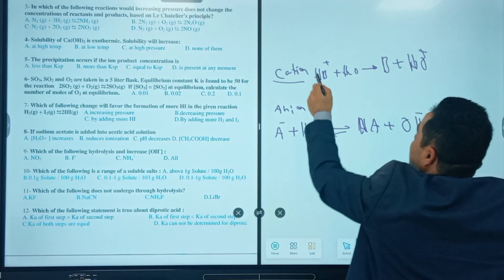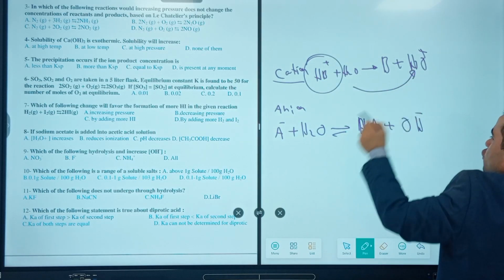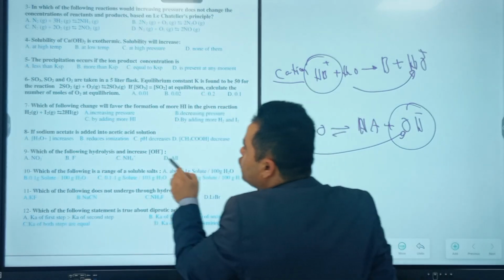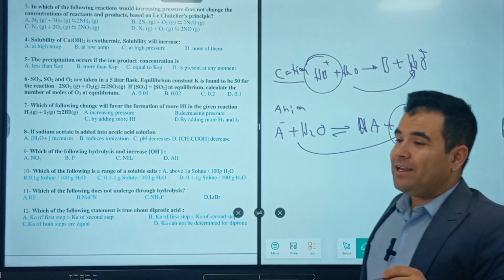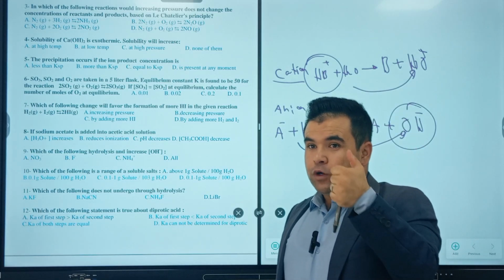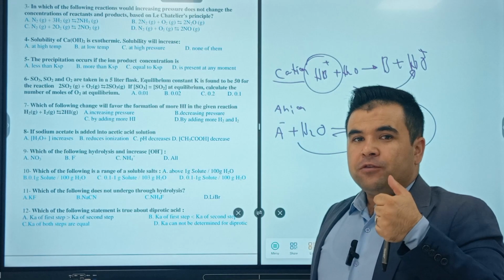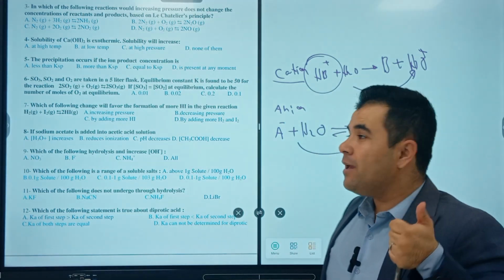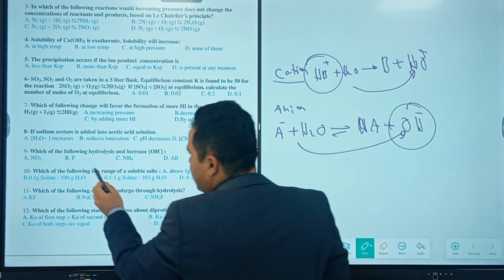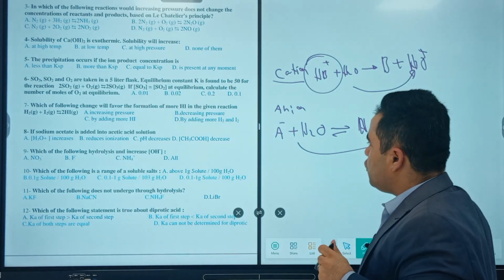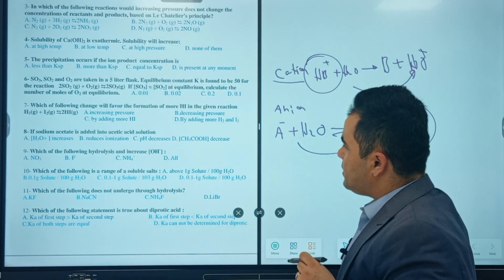The cation increases the hydronium, but the anion increases the hydroxide. In this case, which one increases the hydroxide? You have to choose the ion obtained from the weak acid. So B is the correct answer, which is F negative, which undergoes hydrolysis and increases hydroxide.